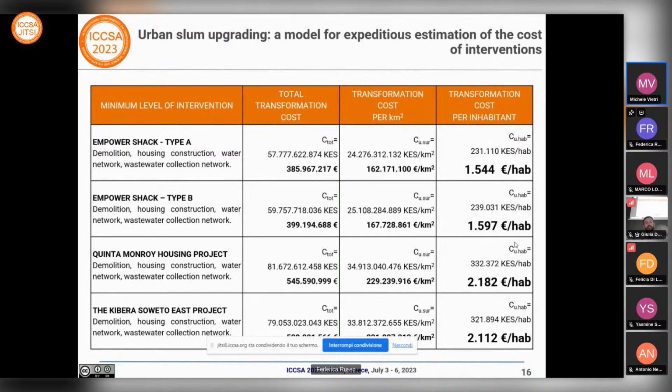For the minimum level of intervention involving housing, water mains, and sewerage, depending on the type of housing used, we get total transformation costs ranging from 386 to 546 million euros. Transformation costs per square kilometer range from 162 to 229 million euros, and transformation costs per inhabitant range from 1,500 to 2,200 euros.